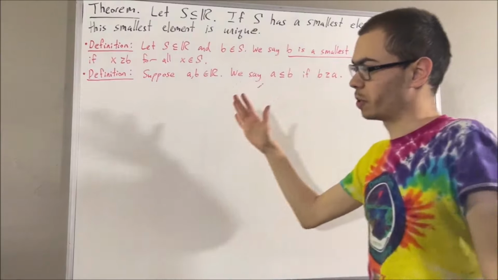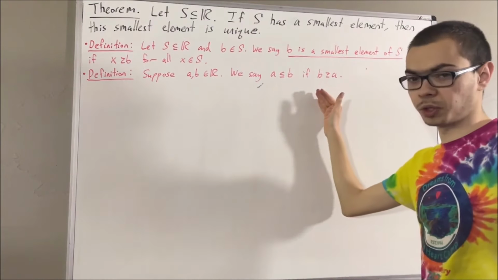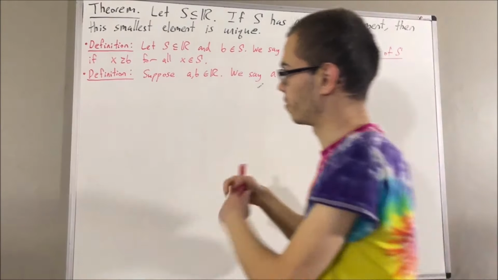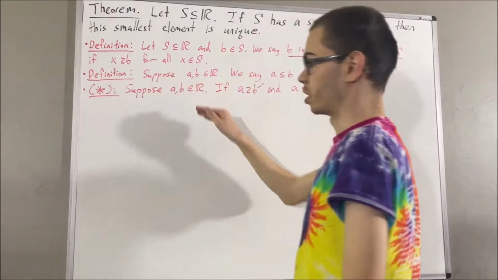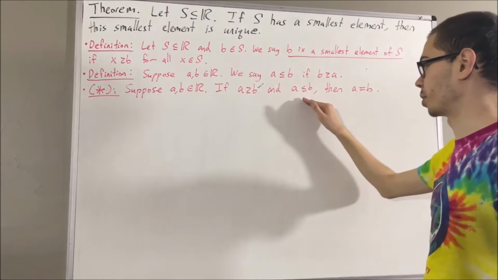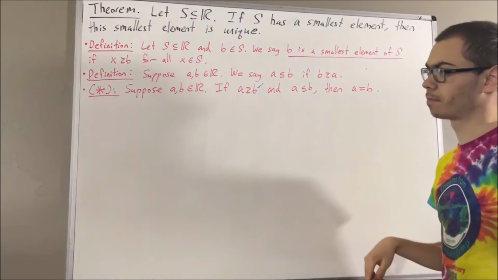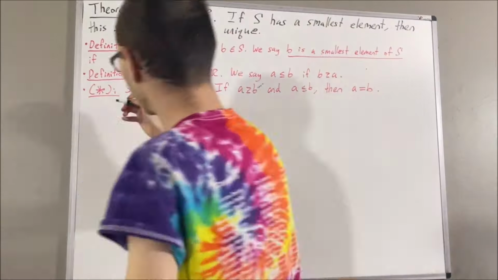Now, we're also going to be using the following preliminary result that we have proven using the greater than or equal to relation and less than or equal to relation. Suppose A and B are real numbers. If A is greater than or equal to B, and A is less than or equal to B, then A is equal to B. Okay, so now let's get into proving this theorem.